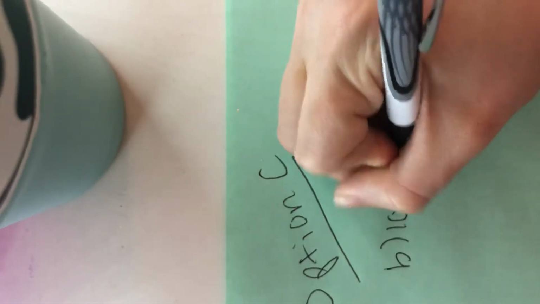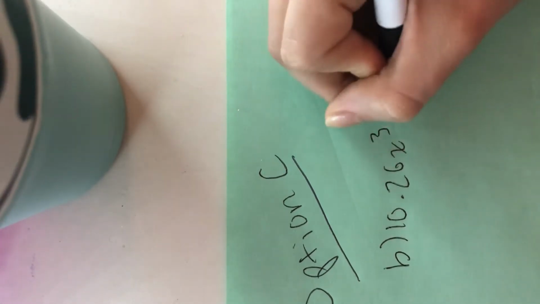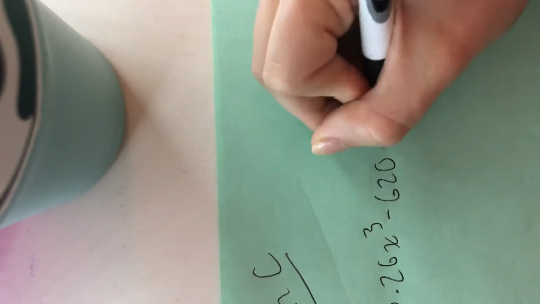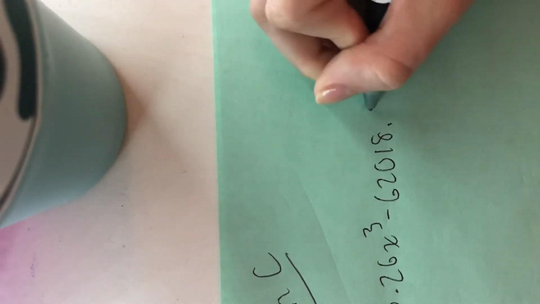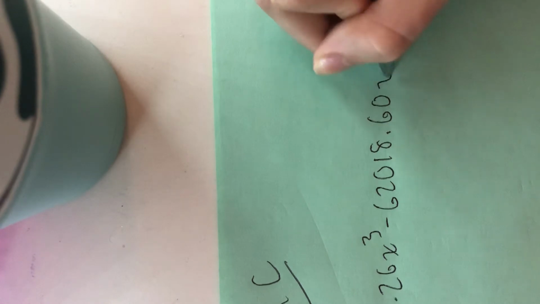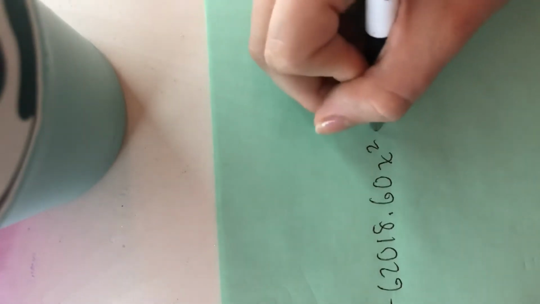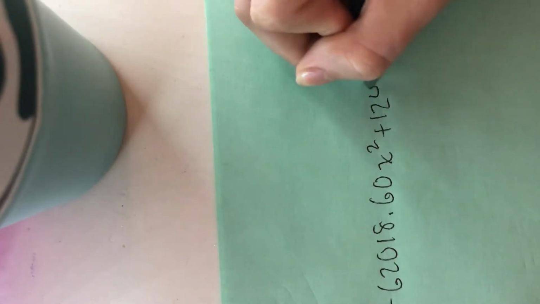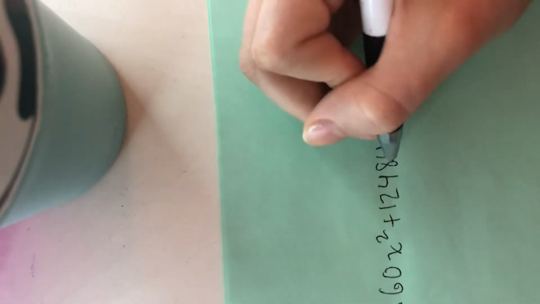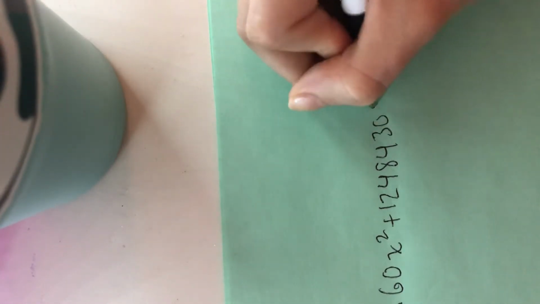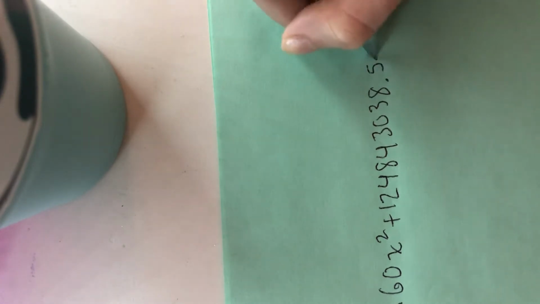Alright, so for B, I'm going to write down this equation. So it is 10.26 x to the third minus 62018 60 x squared plus 12484 3038.5x. And then I'm going to have to go to the bottom because I'm writing super big.